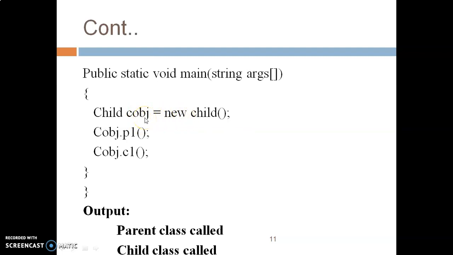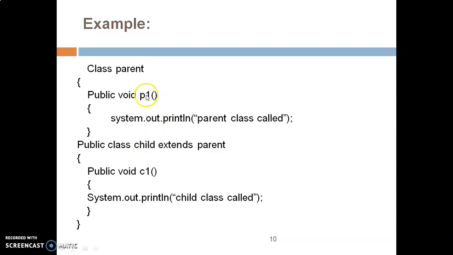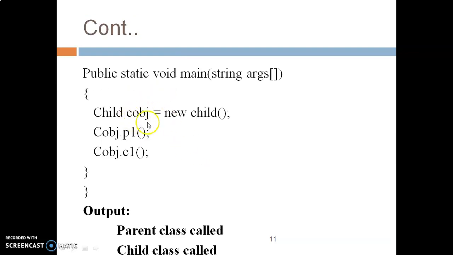And once the object is created, by default the compiler calls the default constructor, so the values of the object are initialized. Here this object first calls P1 and then it will call C1. How is it possible for the child object to call the function P1, as it is present inside the parent class? It is possible because we are extending the child class from the parent class.